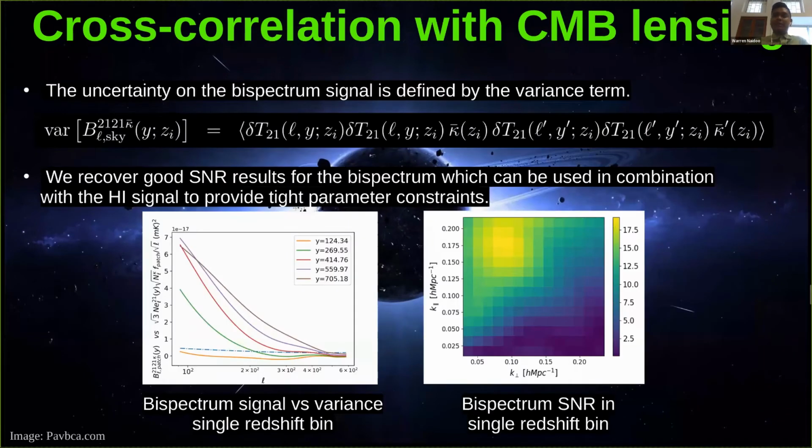But we also have a bispectrum uncertainty, and that's defined by the variance of the bispectrum. So effectively we take the 6-point function, where we correlate each field with itself at a different scale. I show the plot here of the bispectrum signal versus the effective variance, or the dominant term in the bispectrum variance, right? And we show that for different y values, which correspond to K parallel.